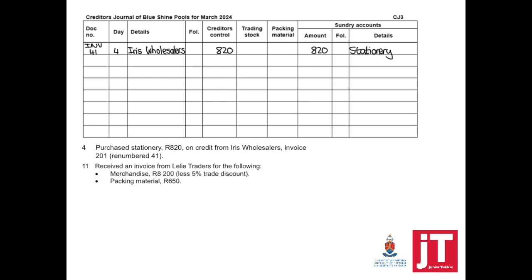On day 11, received an invoice from Lely Traders for the following: merchandise 8,200 less 5% trade discount, packing material 650. So this means now we purchase from the same supplier 2 different items. Merchandise is always shown as trading stock. It says less 5% trade discount. So we need to know what we are going to pay for this after the 5% trade discount. That's why we take 8,200 and times it by 95%. Alternatively, if you say 8,200 times 5% and then subtract that from the 8,200, you will get exactly the same answer.